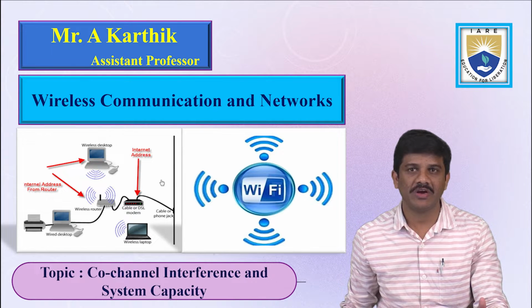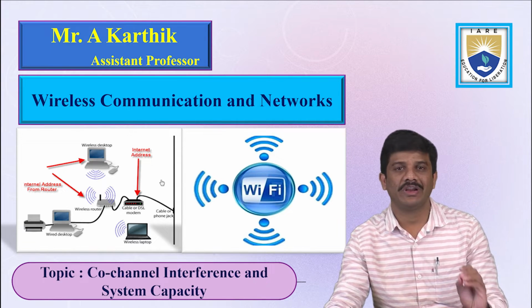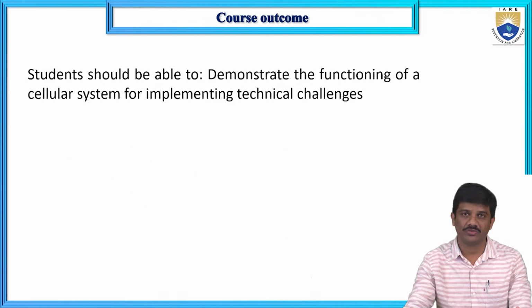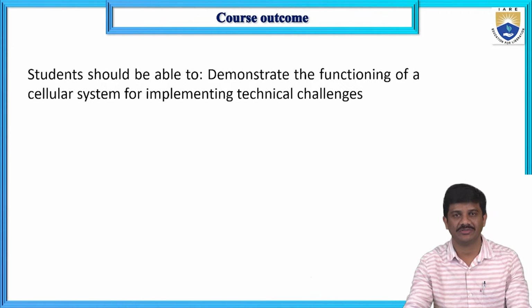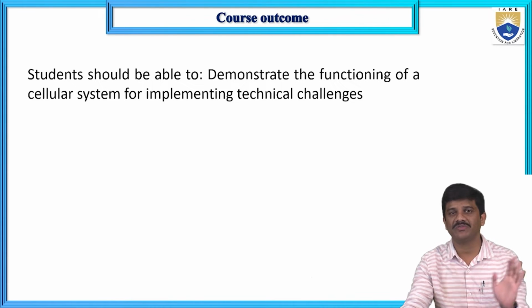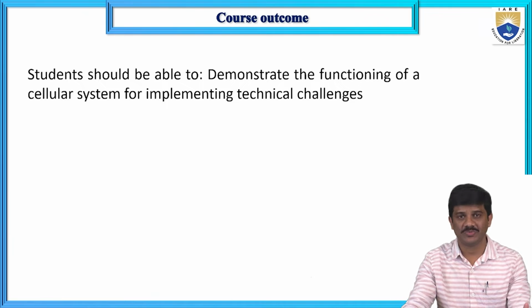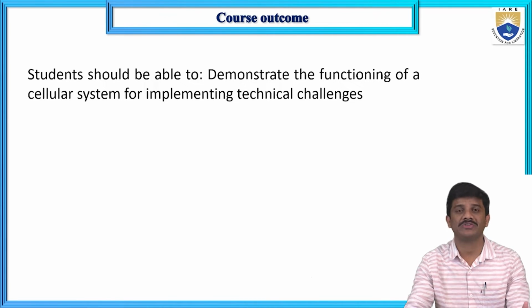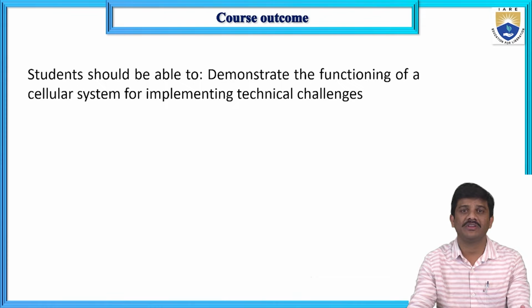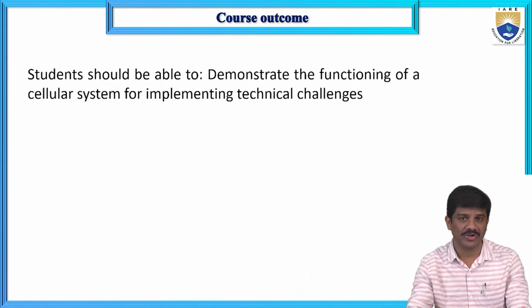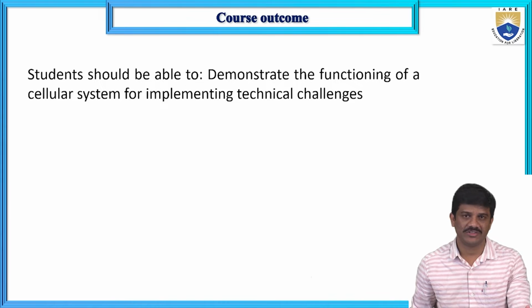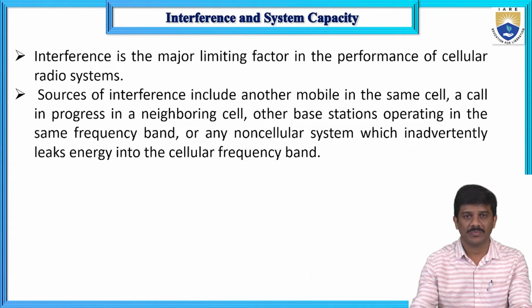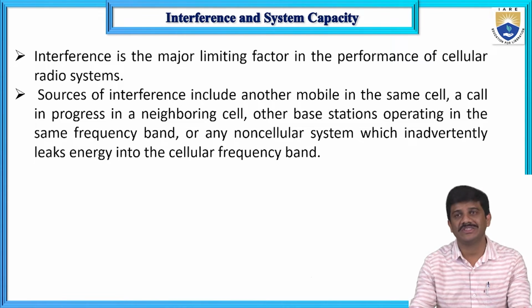Before that, we have to see what the student will learn. The student should be able to learn the functioning of the cellular system for implementing it and handling the technical challenges, with the help of cellular improvements and system capacity. Coming to the topic, interference and system capacity.